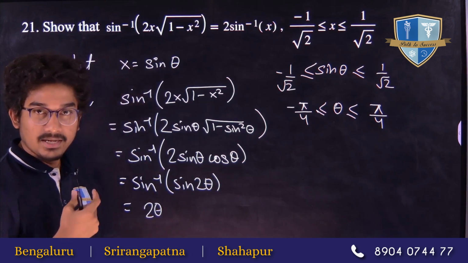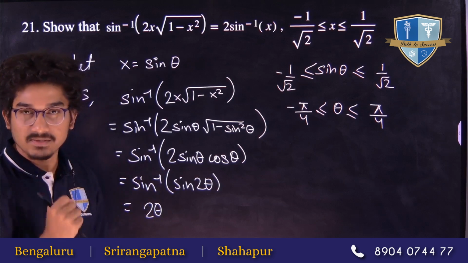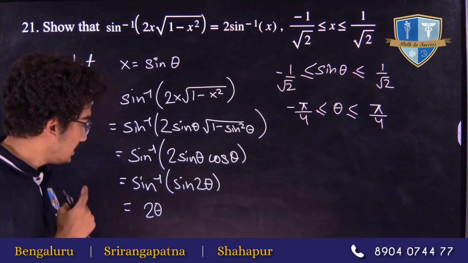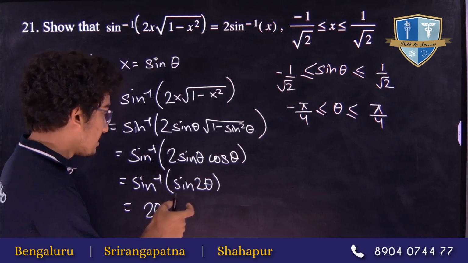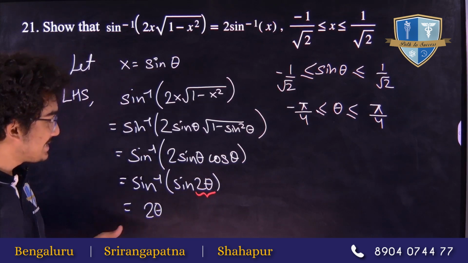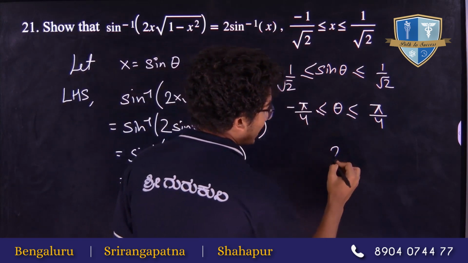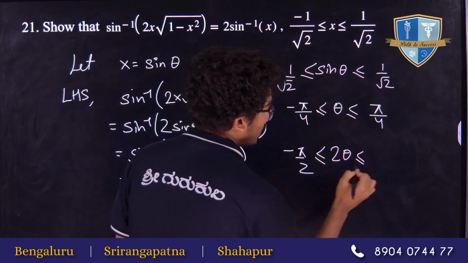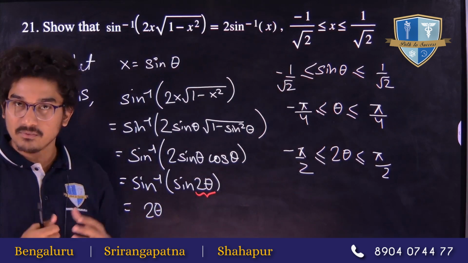We can't write it directly as 2 theta because sine inverse is outside. Whenever sine inverse is outside, the domain should be inside our final range. The range of sine inverse of something is minus pi by 2 to pi by 2, which means this 2 theta should be inside minus pi by 2 to pi by 2. Let's see if it is satisfying or not. If theta is between minus pi by 4 to pi by 4, we multiply everything with 2, so this will become minus pi by 2 to pi by 2. Yes, now it is in the range of sine inverse of something, correct?